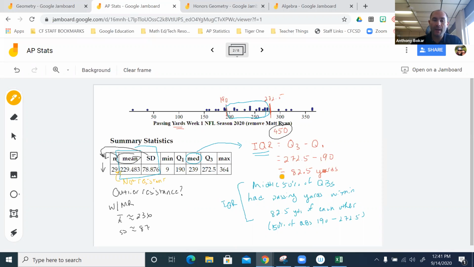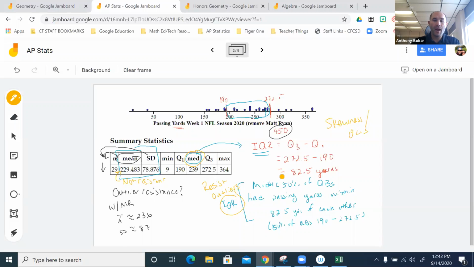So these two, the IQR and the median, resist outliers more than the mean and the standard deviation. Whenever we have skewness or outliers, the median and the IQR will always be preferred. The median is the typical measure of what is a typical quarterback in this case. And the interquartile range is always preferred over standard deviation because it doesn't take into account those big outliers. It's only about the middle 50%.